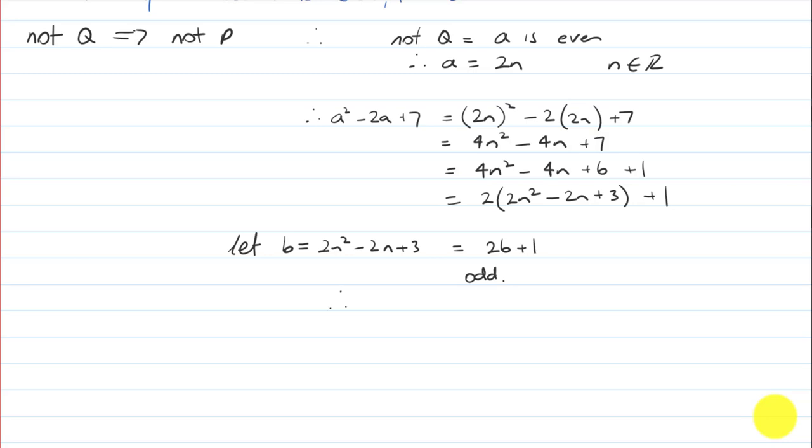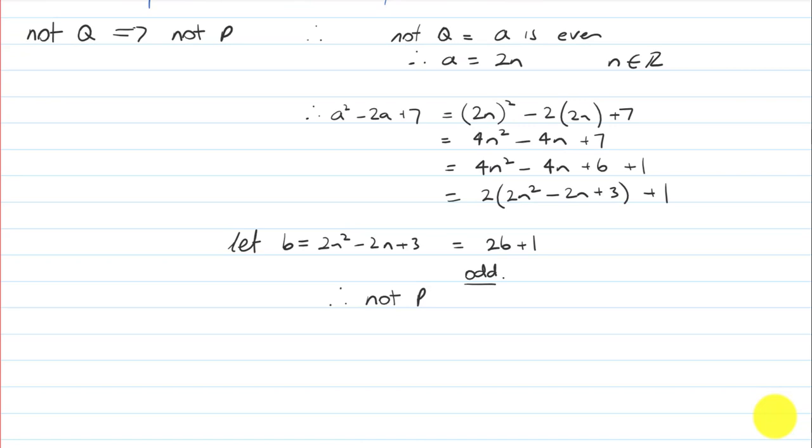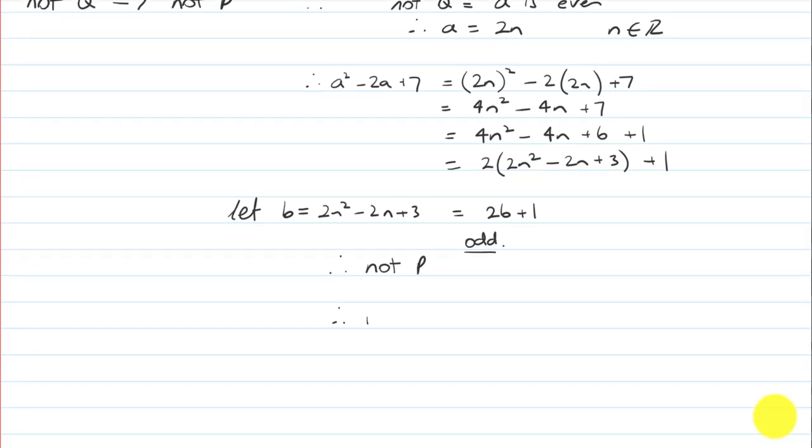And therefore not P is true, because P is that a squared minus 2a plus 7 is even, but this is odd, so it's proving not P, and therefore not Q has implied not P, and therefore P must imply Q as required by the contrapositive statement. So there's a couple of examples. Definitely worth having a look at your textbook and some of those examples as well, and then having a play around with the exercise that's been set. All the best.